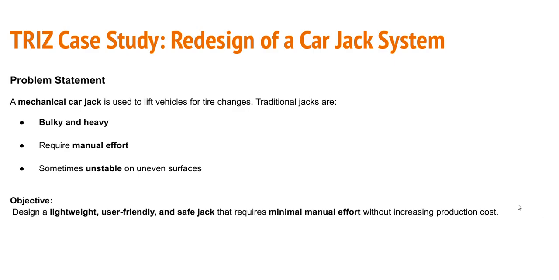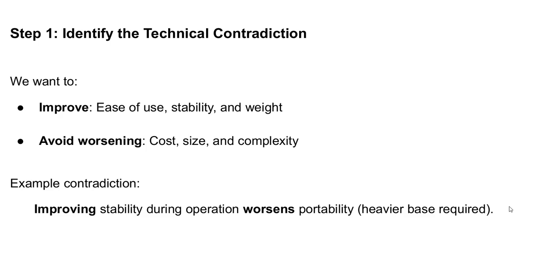This is the case study for redesign of a car jack system. The first step is to identify the technical contradictions. We want to improve ease of use, stability, and weight. Second, avoid worsening cost, size, and complexity. Example contradiction: improve stability during operation, but since portability matters, a heavier base is required.